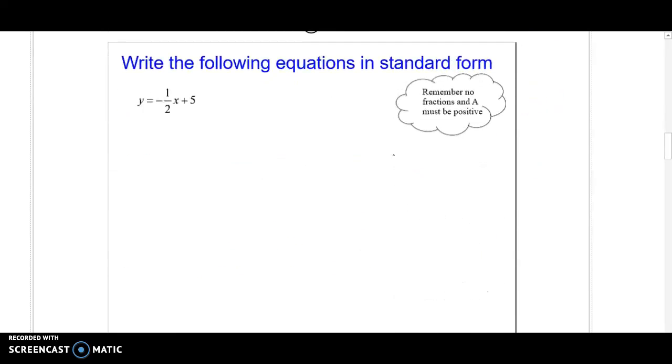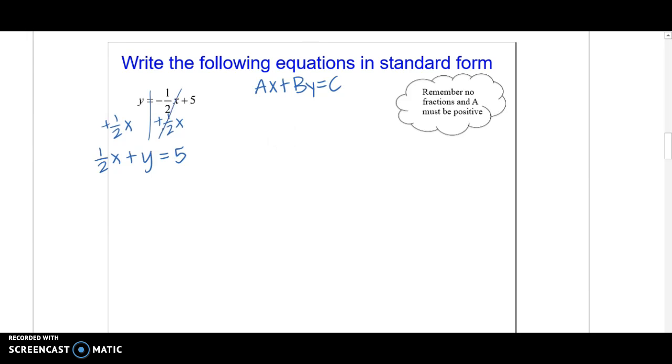The next part, write equations in standard form. So this one, you guys, this is what we did yesterday. This one is in slope-intercept form. We want to get it into that standard form, which is ax plus by equals c. So we want x and y on the same side. So right now we have y over here, but x is on the other side. So I'm going to take this and add 1/2 x to this side. So I get 1/2 x plus y equals 5.